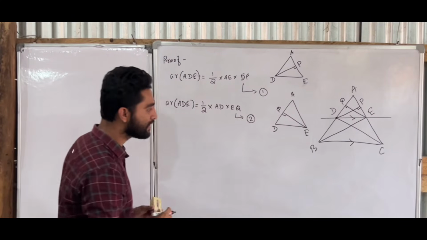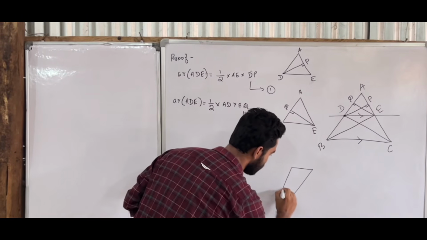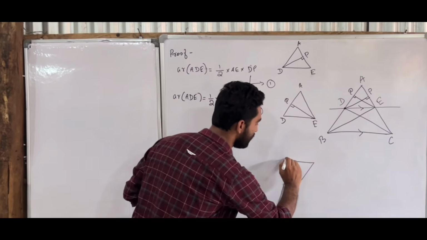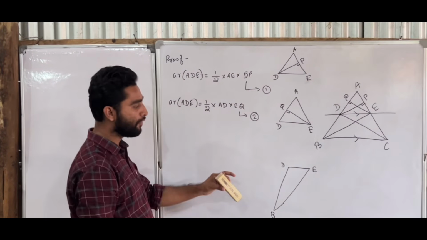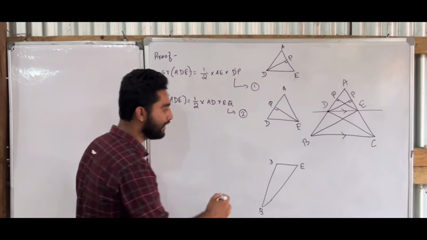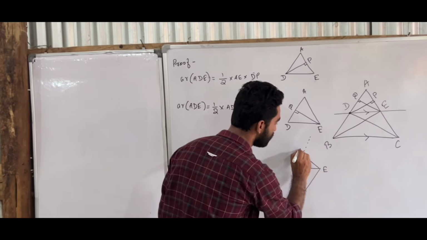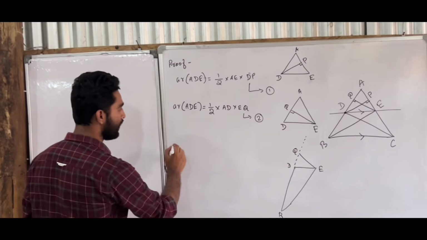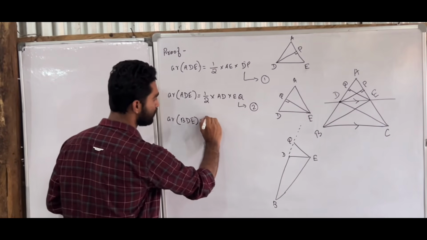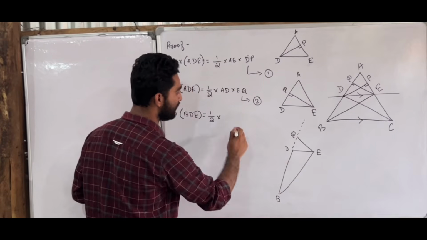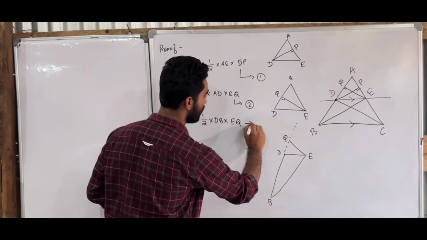Now we can see another triangle, that is the triangle BDE. It is an obtuse angle triangle. In case of an obtuse angle triangle, we can take the exterior height. So what will be the area of this triangle? Area of triangle BDE is equal to half into base DB into height EQ. This one give equation number 3.